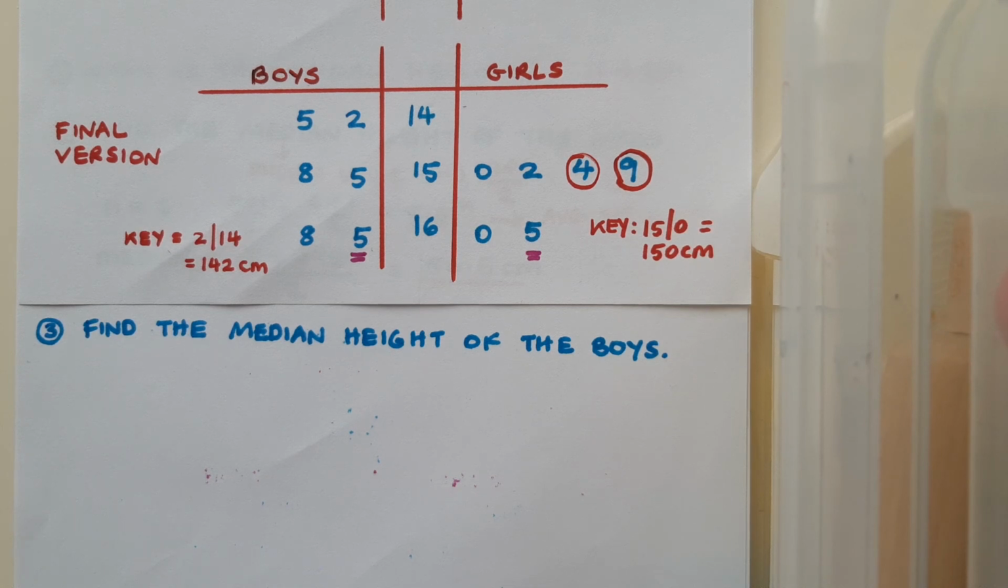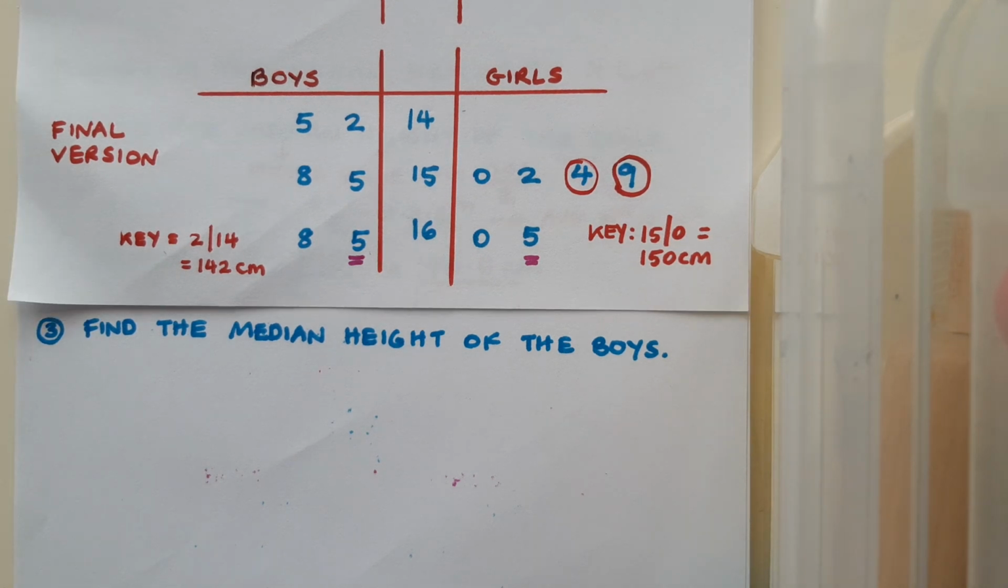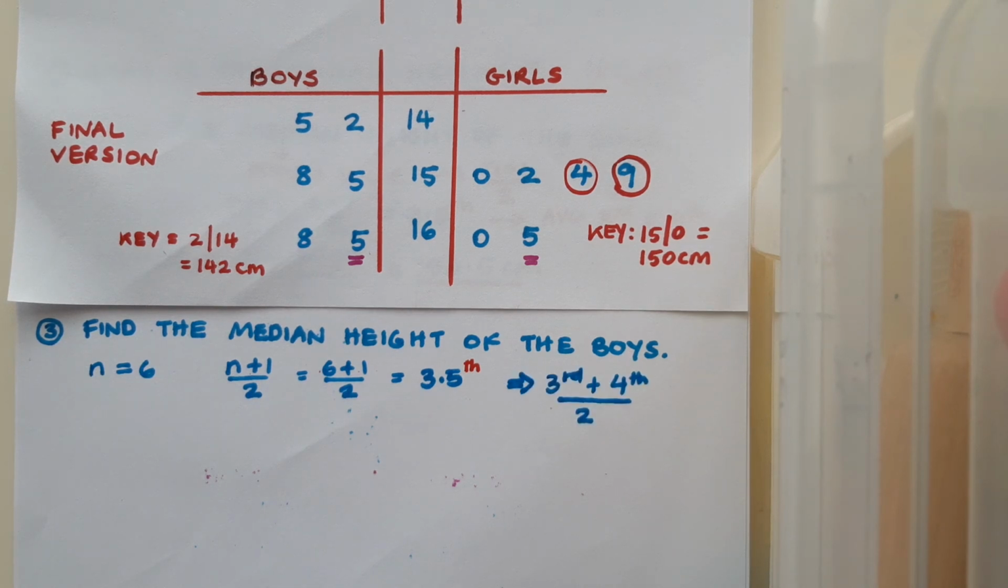Pause the video here and give this a shot yourself and then play and see if you're correct. So I'm going to make a note of n. And again, for the boys, n is equal to 6. And we'll calculate (n+1)/2, which is (6+1)/2, which is the 3.5th piece of data. So again, like before, this means that I must average the 3rd and 4th pieces of data. So I need to identify the 3rd and 4th pieces of data.